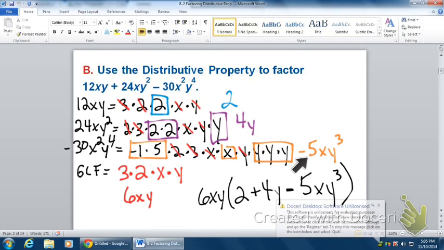Now, to finish it all off is put your greatest common factor outside the parentheses, or lead off with it. Everything that you have figured out, your 2, your 4y, your negative 5xy to the third, you put it inside the parentheses and keep this sign in front of it. Notice I had positive here, positive here. Oops, I had a negative here. Just put a minus. That's all you got to do. Okay?